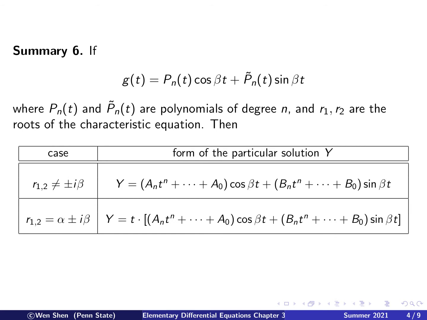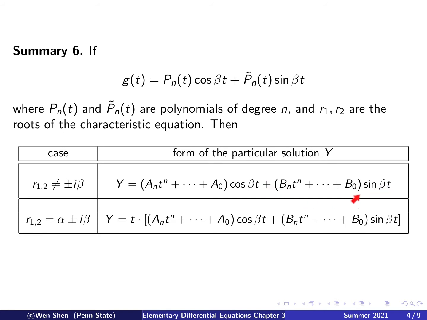So what is the form of the source term g? Well, it is a polynomial of degree n times cosine beta t plus another polynomial of degree n times sine beta t. So we will guess the same form. Here we put in a polynomial. We denote the coefficients by an, and so on all the way down to a naught. Then this is multiplied by cosine beta t, plus another polynomial times sine beta t.